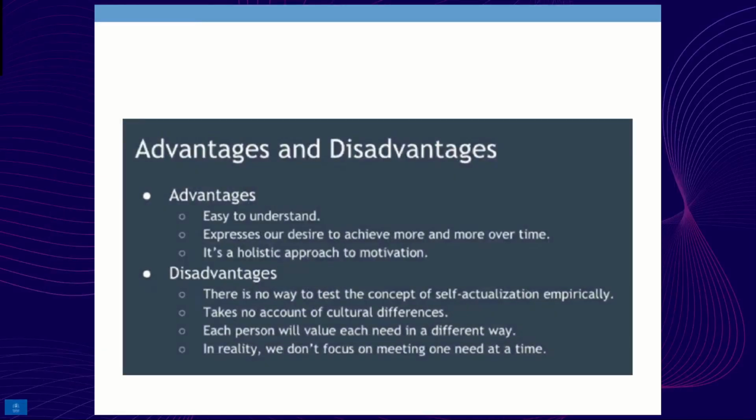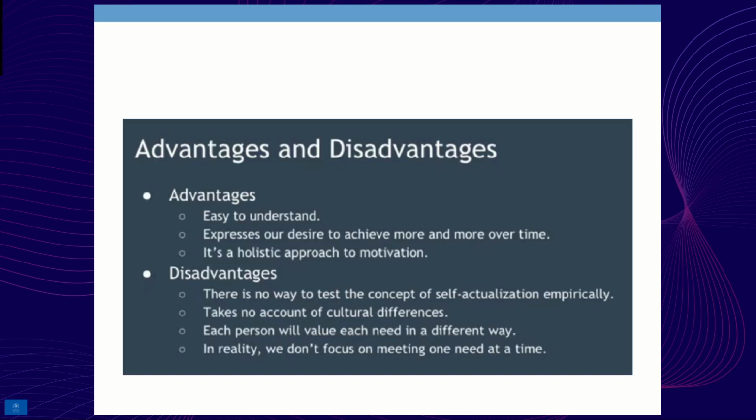Each theory has advantages and disadvantages, and according to Maslow's hierarchy of needs, here they are. Advantages. The model is easy to understand and apply at a basic level. It expresses the human desire to achieve and have more and more over time. It's a holistic approach to motivation. Maslow's model helps us understand that an employee won't be motivated to perform even if promised a great reward when they are tired, cold, and hungry.